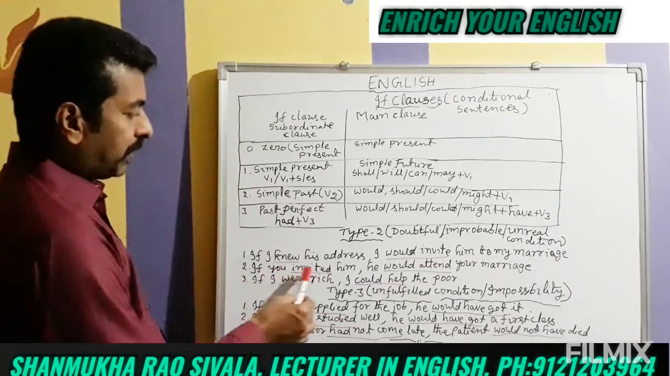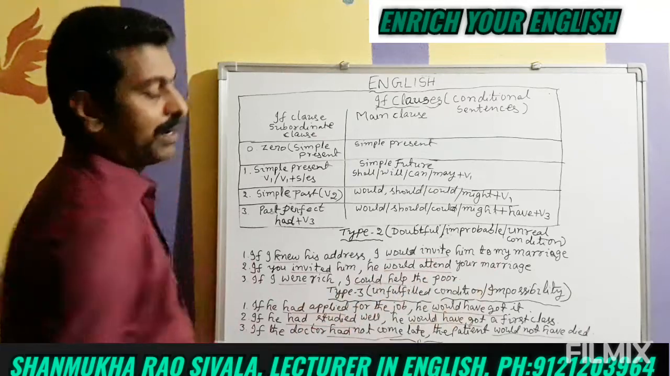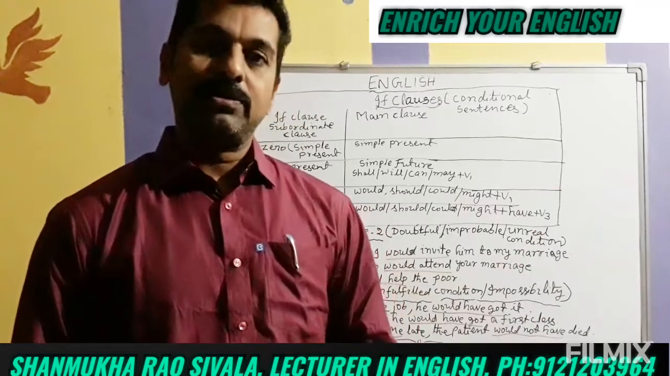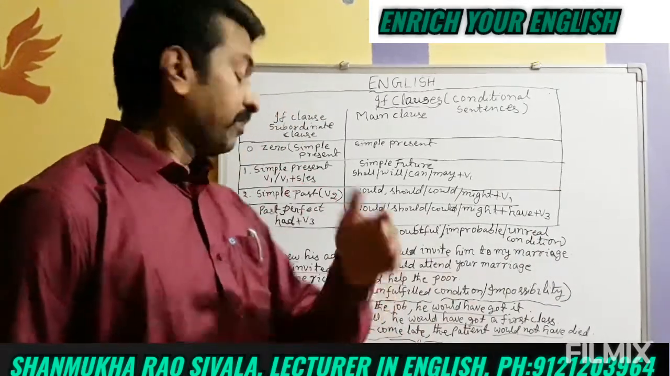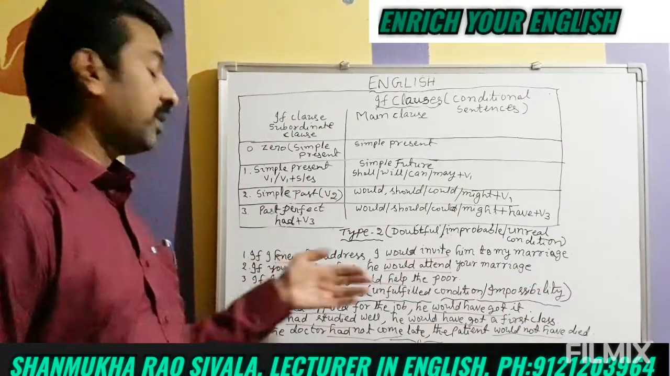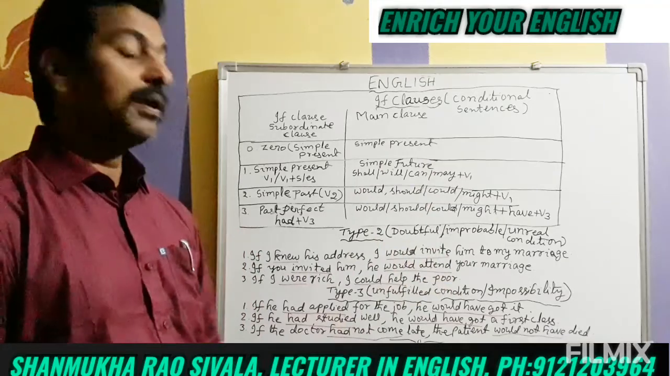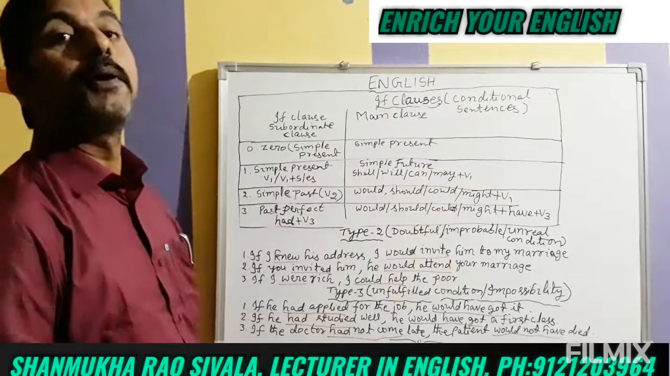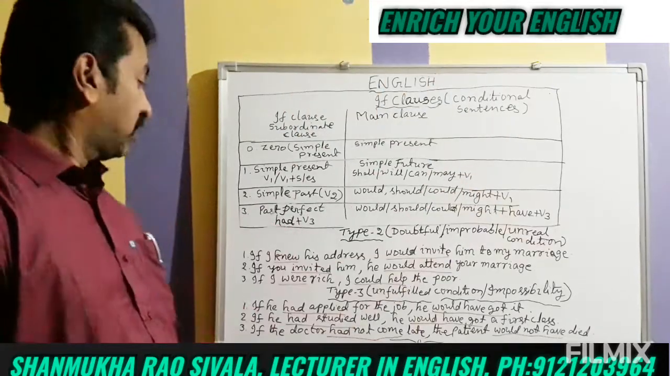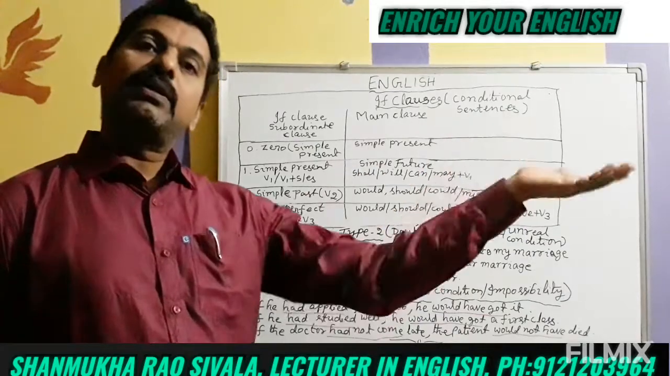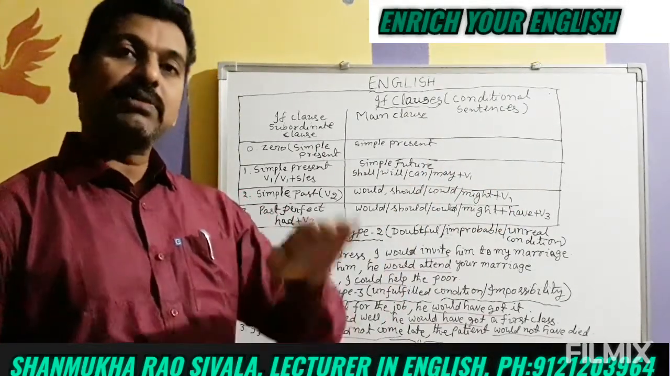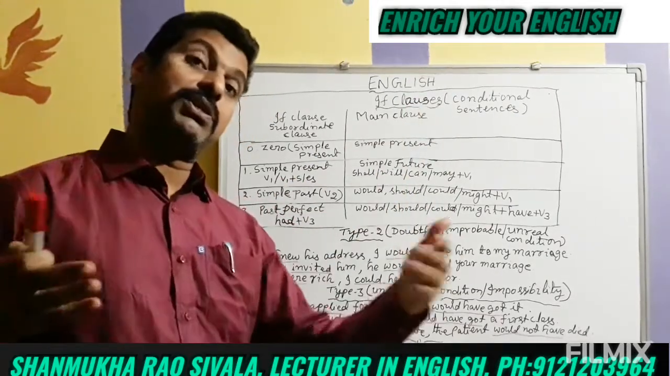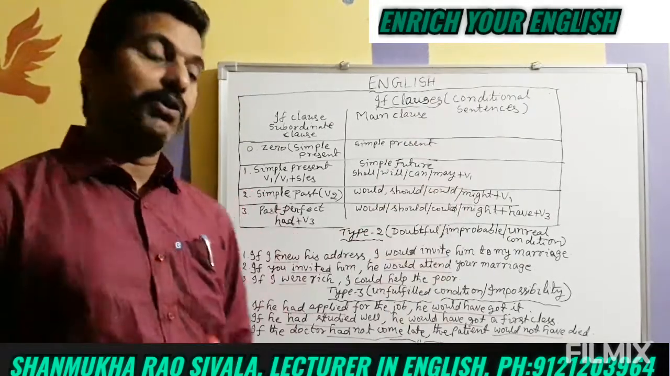And the second one is, if you invited him, he would attend your marriage. You have not invited him, so he could not attend your marriage. So that's why here we are saying, if you invited him, he would attend your marriage. Imagining the situation, if you invited him, he would attend your marriage.